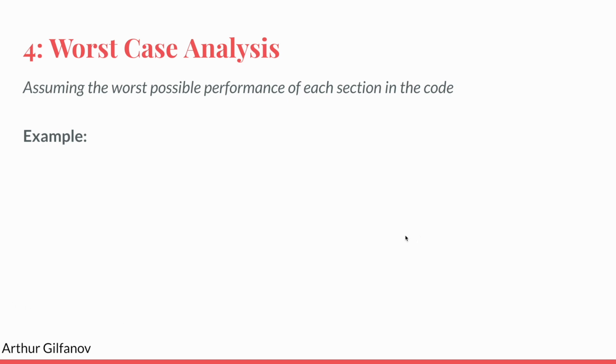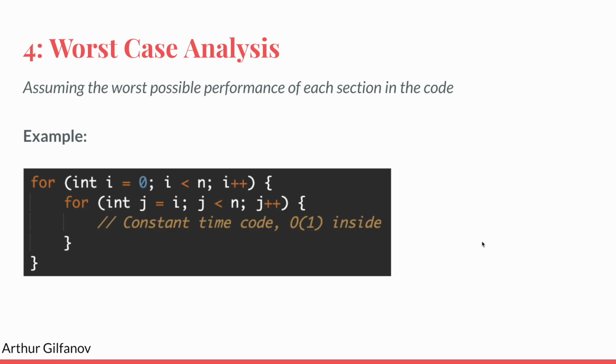Let's look at a quick example. In this code snippet, we have 2 for loops. The outside for loop starts at i equals 0 and runs up to n, while the inside for loop starts at j equals i and also runs up to n. This means that as i gets larger, the amount of times that the inside for loop runs gets smaller.